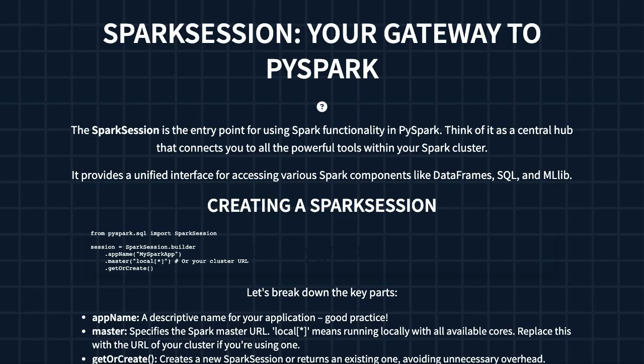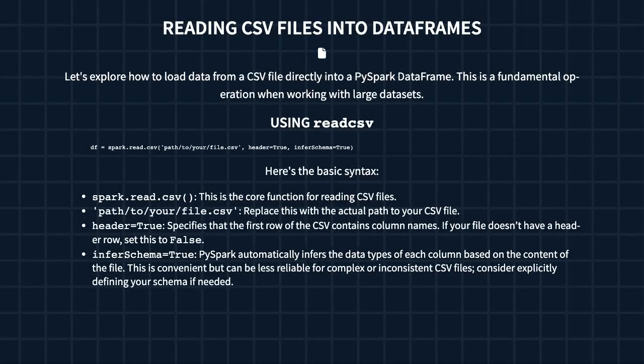If you're running in a cluster, you'll replace that with the actual URL of your Spark master. Finally, get or create either creates a new session if one doesn't exist, or smartly returns an existing one, so you don't waste resources.